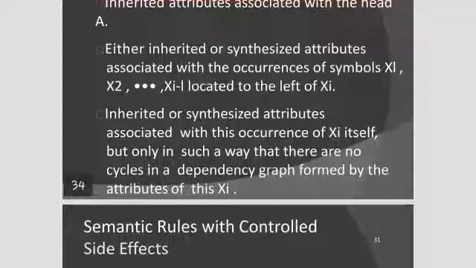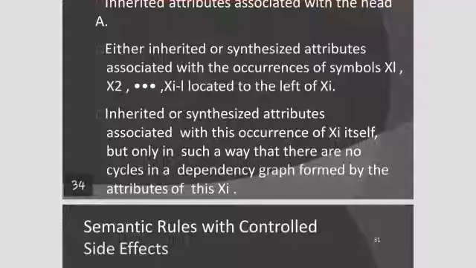Okay, what is a synthesized attribute? A synthesized attribute is an attribute that takes its value from its children only. And what are the things related to the L attribute, the inherited attribute? It takes its value from its children, sibling or parent only.